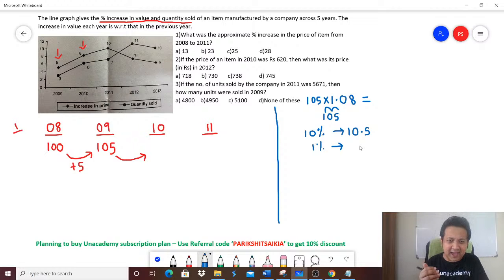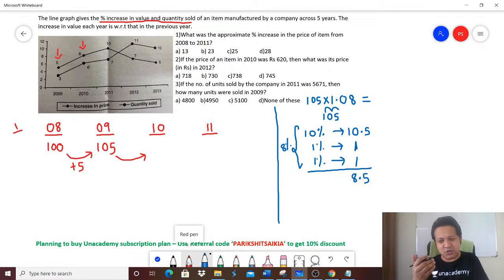Now remember, in the CAT, you only need to count till one place of decimal. Never take two places of decimal. So we only need to approximate. 1.05 can be approximately written as 1. Similarly, 1% is 1, right? I need to find out 8%. So 8% is 10% minus 1% minus 1%, right? So 10% is 10.5 minus 1 becomes 8.5. So we are done with our calculation.